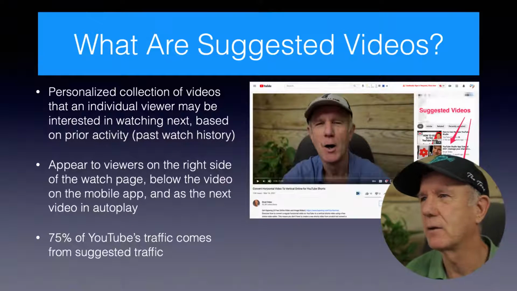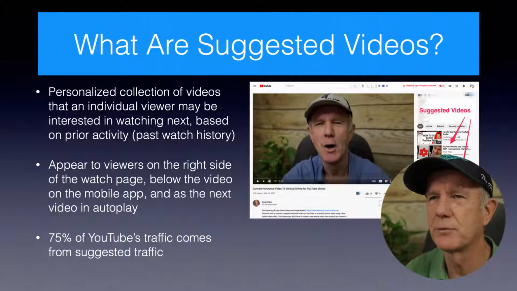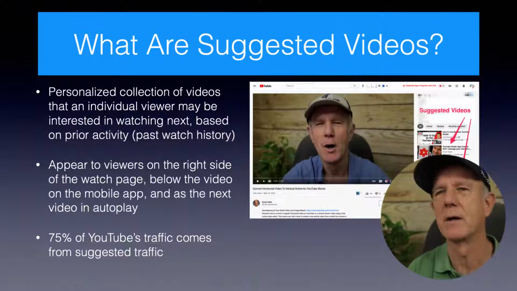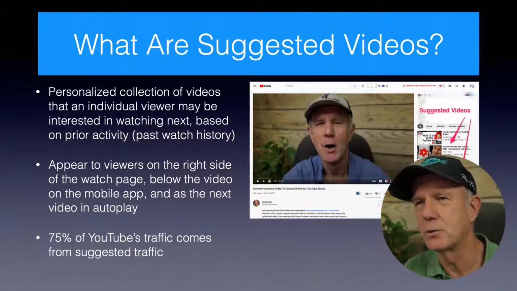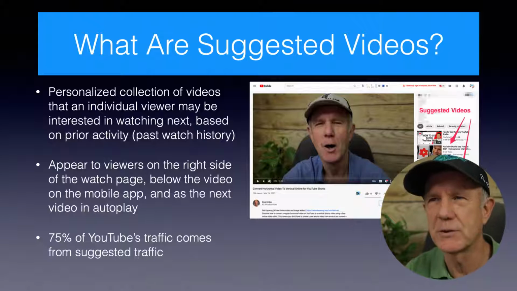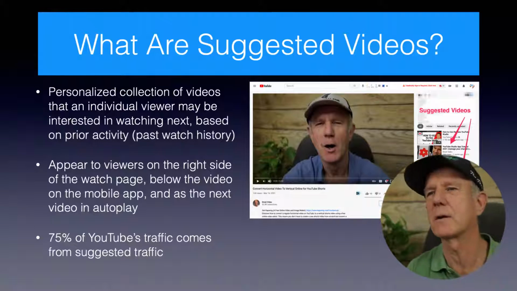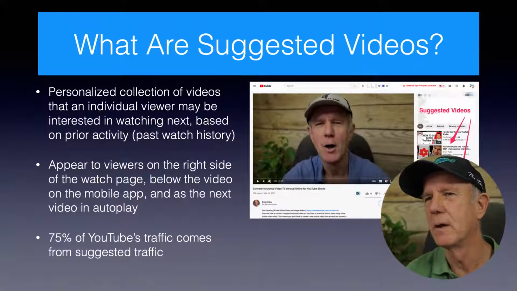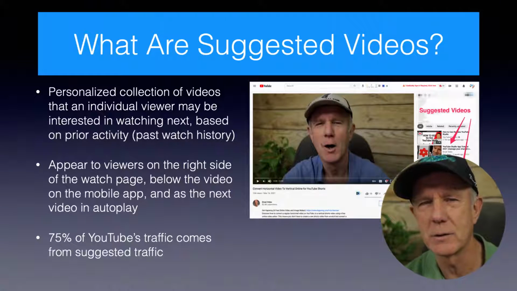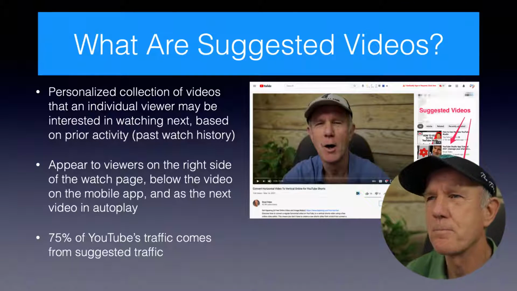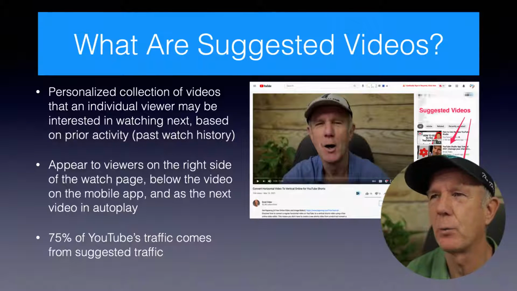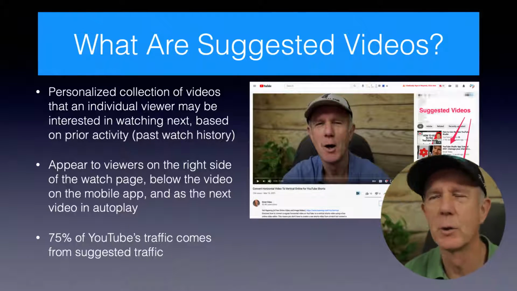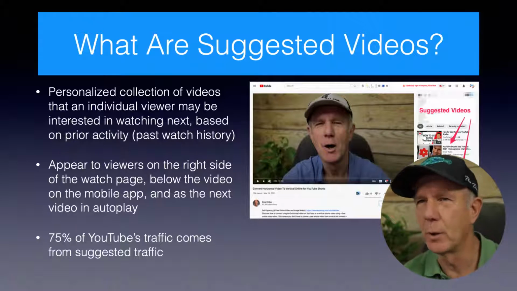And 75% of YouTube's traffic comes from suggested traffic. So this is the most traffic that YouTube gets. If you can get into suggested traffic instead of just search traffic, then it can really grow your channel fast. These suggested videos are the videos that appear on the right side of the watch page. If you're looking in the YouTube app, then it'll be below the video and also in the next video in autoplay.